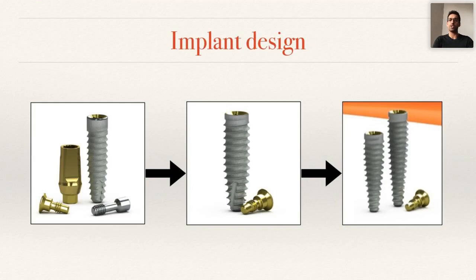It's a 4.2. It's got a 3.5 platform. And what they've done is made the threads more aggressive, which allows us to get higher stability when placing, especially useful in full arch. And then more recently, we've got a site-specific implant. So the far right image is the pterygoid implant. And if you look through the images, what we've done is make a much more tapered design.